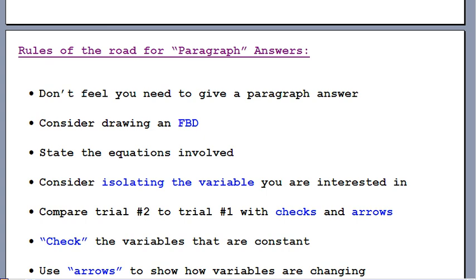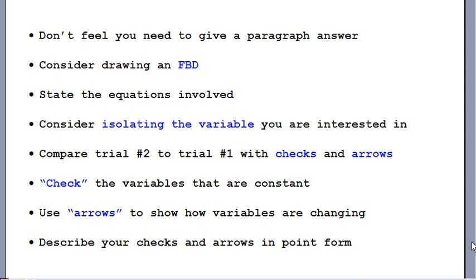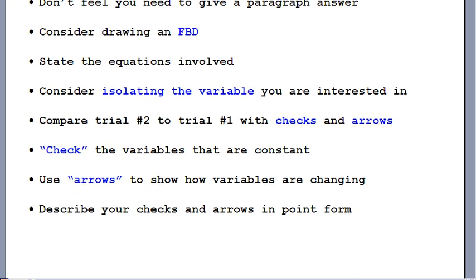If it's a question about forces, consider drawing a free body diagram. Think about what physics equations are involved. We just did one that was Vf squared minus Vi squared equals 2AD. And until you're really good at it, isolate the variable that you're interested in, get it by itself, and then we can do checks and arrows. Check the variables that are constant. Use arrows to show variables that are going up and down. And then you do have to describe in words, it can be point form, what you mean by those checks and arrows. Assume people don't have any idea where you're going with your checks and arrows as you draw them.